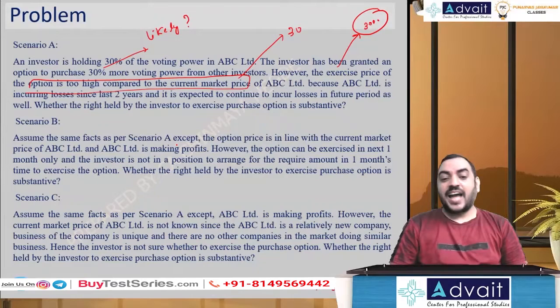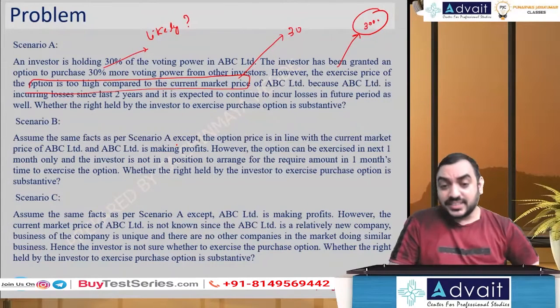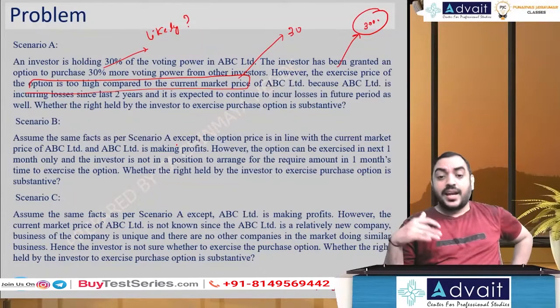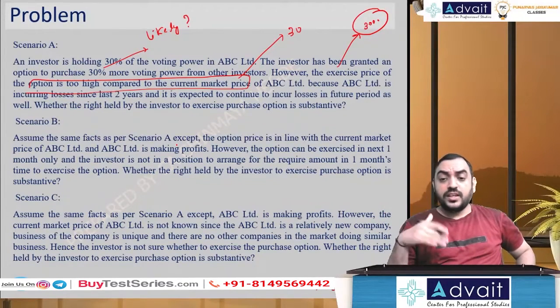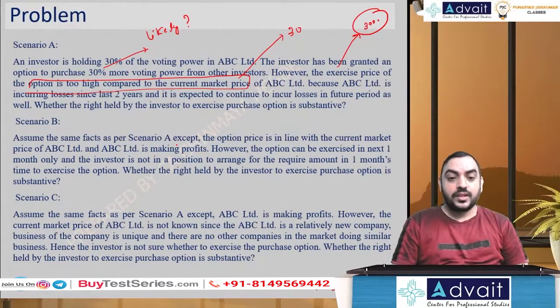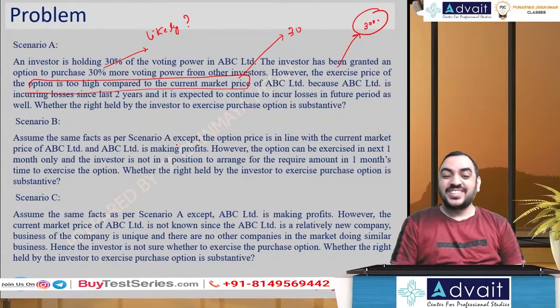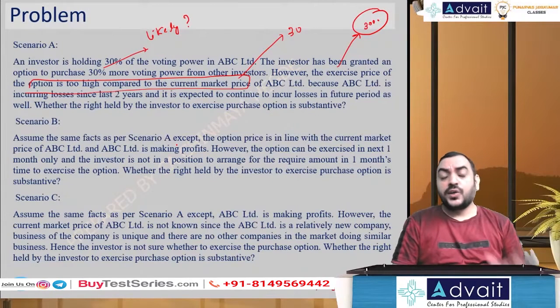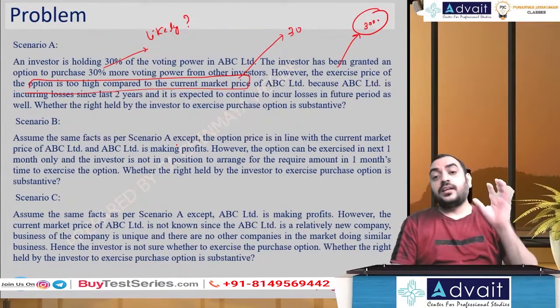Assume the same facts as per scenario A, except ABC Limited is making profits. However, the current price is not known since ABC is a relatively new company. The business of the company is unique, and there are no other companies in the market doing a similar business. Hence, the investor is not sure whether to exercise the purchase option. Whether the right held by the investor to exercise the purchase option is substantive. When we are not sure, we don't take it, because the company is new, and it is an unlisted company.